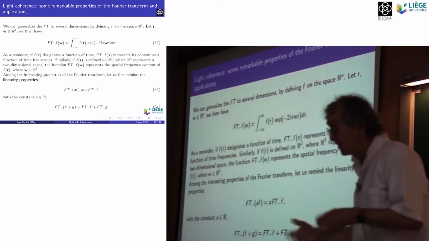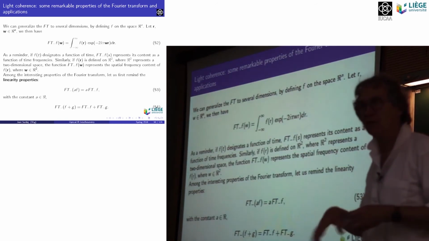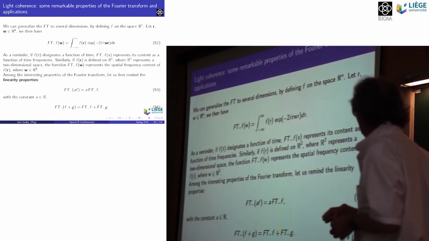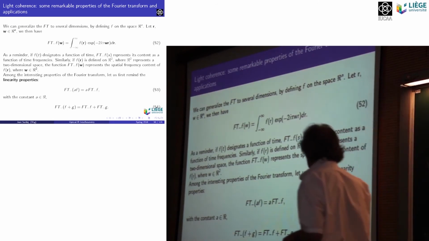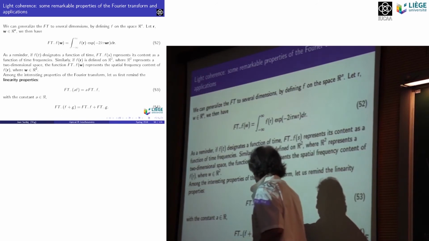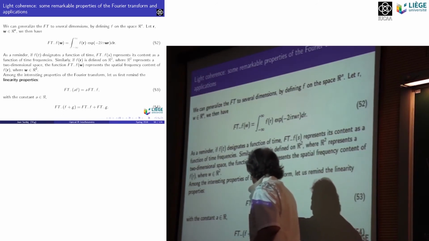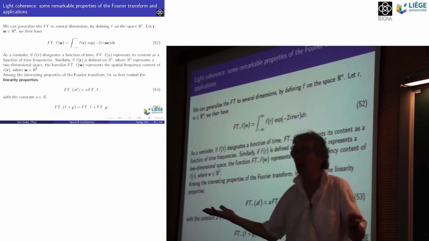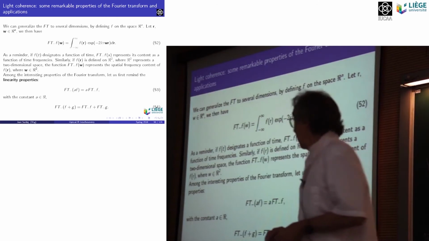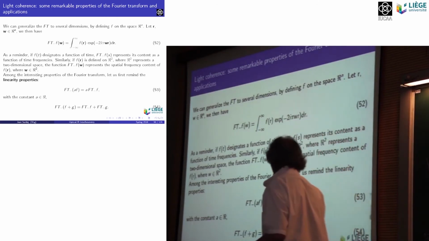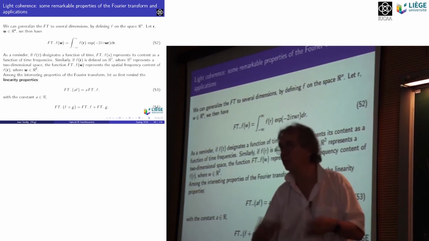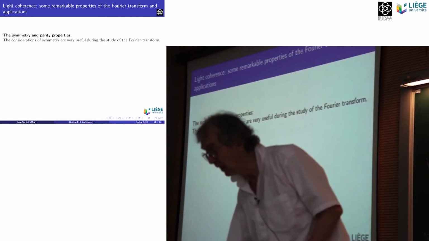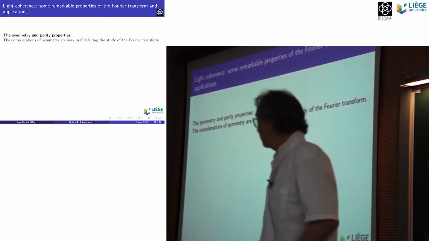Now, among the interesting properties that we shall make use of very often in the exercises are the following. For the linearity properties, if a is a real constant, the Fourier transform of a function f multiplied by a is just the constant a multiplied by the Fourier transform of f. This is obvious. Now the Fourier transform of the summation of two functions is just the summation of their Fourier transforms. This is obvious too. When it will not be so obvious, I will make the demonstration.